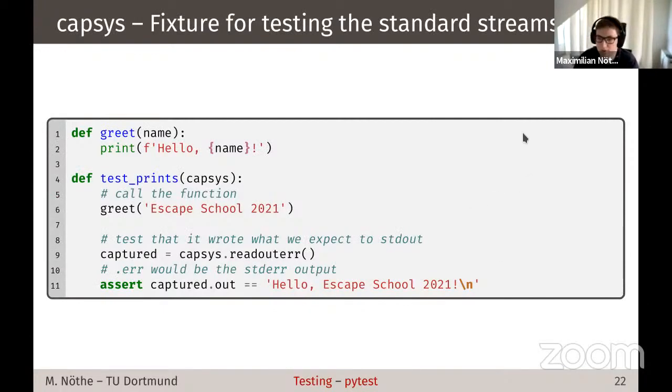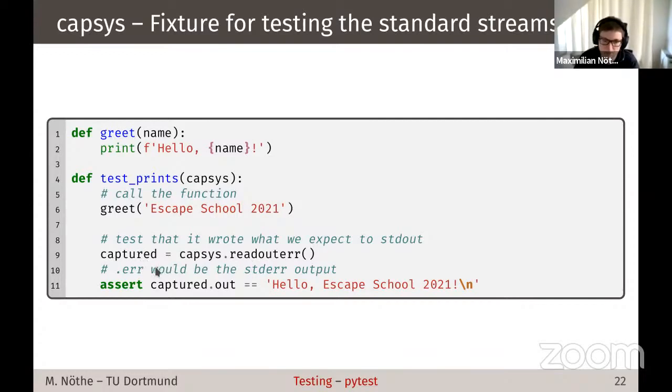So let's first talk about this capsys fixture. So we have a function here called greet, and that takes a name, and then it should print to the standard output the standard greeting, hello world or hello escape school 2021. And we can require this capsys fixture here, and then we call our function, and then we can make sure that this function actually printed what we expect to the standard output. We ask this capsys fixture for what was in the standard out and standard error. So we read what was written before, and we get this in a variable called captured.